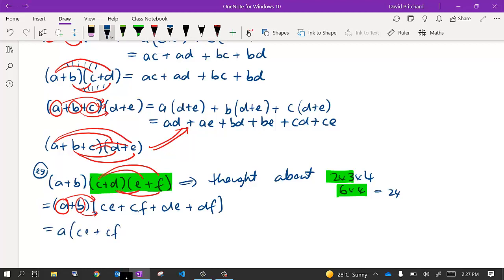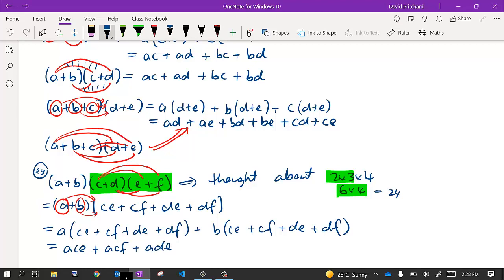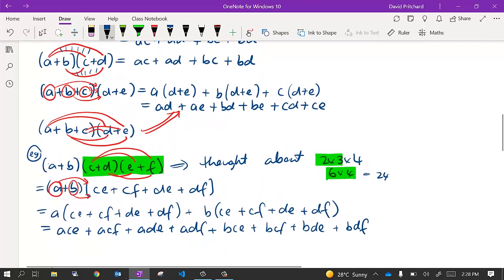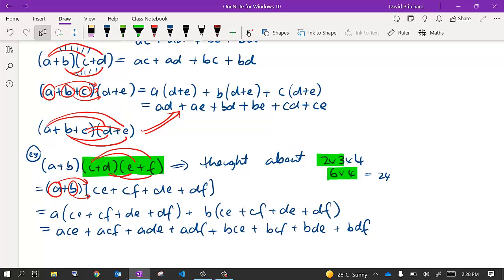So A multiplied by CE plus CF plus DE plus DF, and B multiplied by CE plus CF plus DE plus DF, and we end up with ACE, ACF, ADE, ADF, and BCE, BCF, BDE, and BDF. Okay, so hopefully that makes sense.